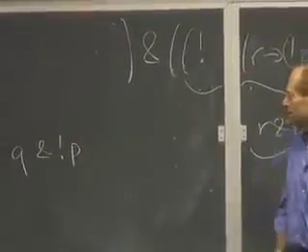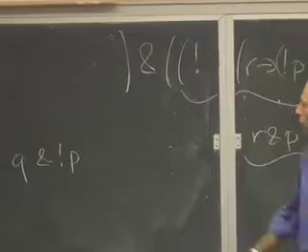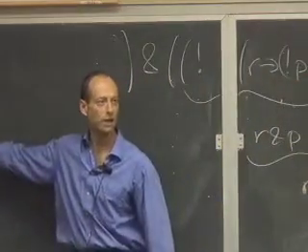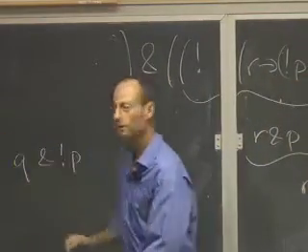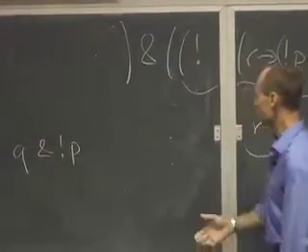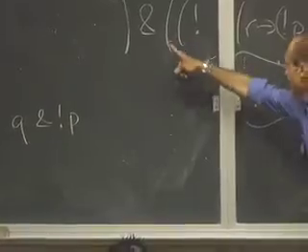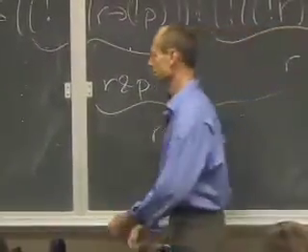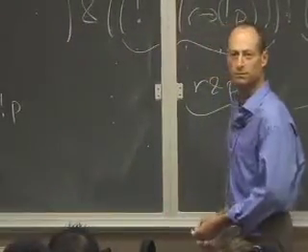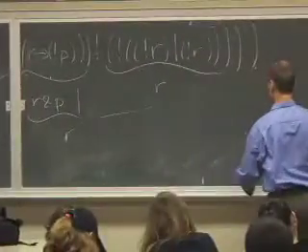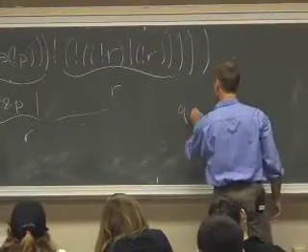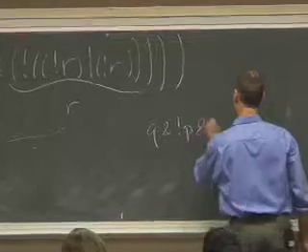Wait, why not Q and not? Well, it's already not Q. We're negating the not Q to make it Q. Right? Okay, so we have Q and not P and R. That's the whole thing. So that whole mess reduced to Q and not P and R.